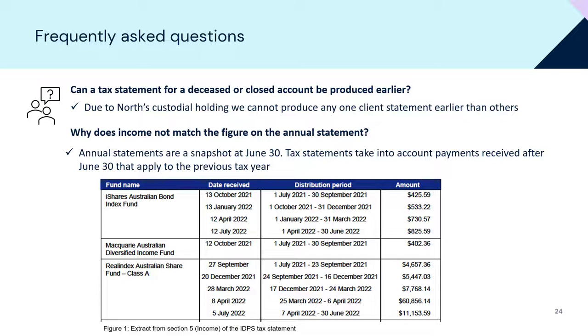This is also repeated for the Realindex Australian Share Fund Class A, with a distribution period of the 7th of April 2022 to the 30th of June 2022, where the distribution was received on the 5th of July. This figure will not be displayed in the client's annual statement, but does appear in the client's tax statement.